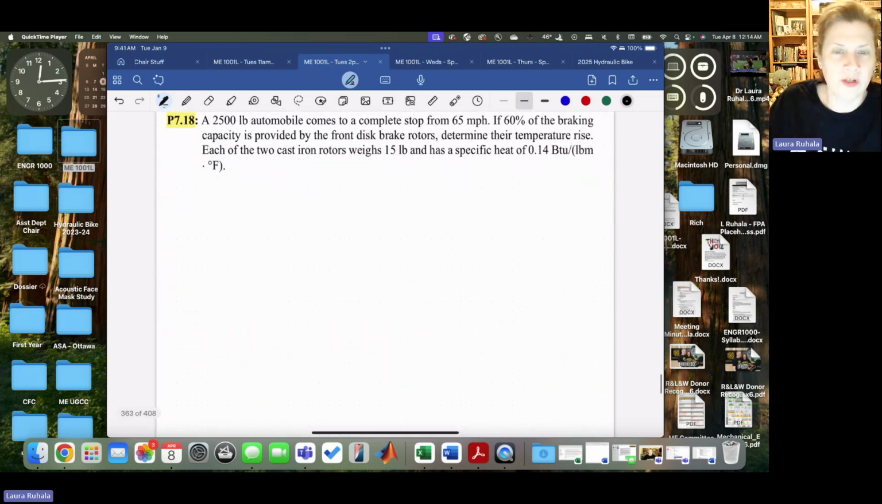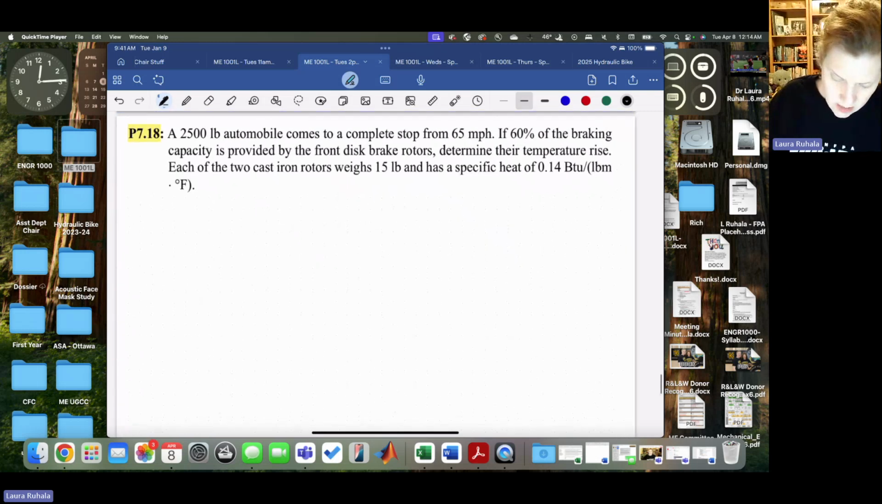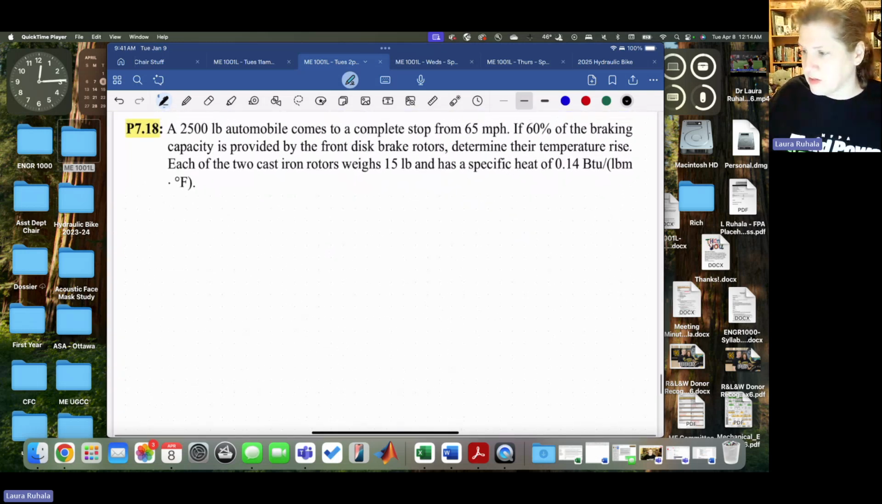Right, so we just have one problem left, and then we will be done. Okay, so we have a 2,500-pound car that comes to a complete stop from 65 miles an hour. If 60% of the braking capacity is provided by the front disc brake rotors, determine their temperature rise.